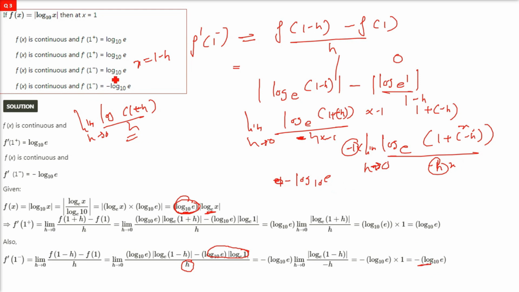So what is the answer here? This one, the last one. So what is the answer here? This one is correct, and this one is also correct. There are two things which are correct here.